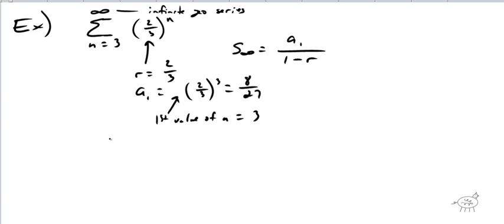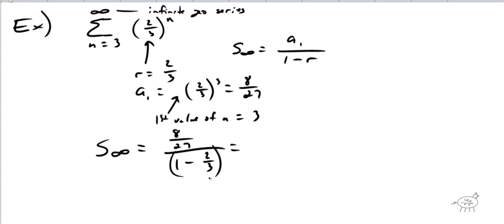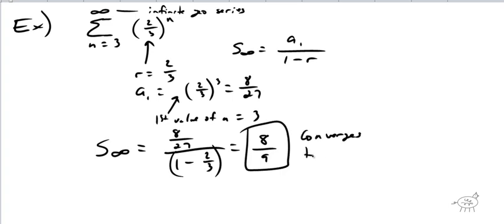That's a sub 1. So s sub infinity is equal to a sub 1, which is 8 over 27, divided by 1 minus 2/3. Okay, and if I divide that out, again with parentheses, in your calculator, you get 8/9. That's what it converges to. So I'll write here, converges to 8/9. Okay, let's try another one.